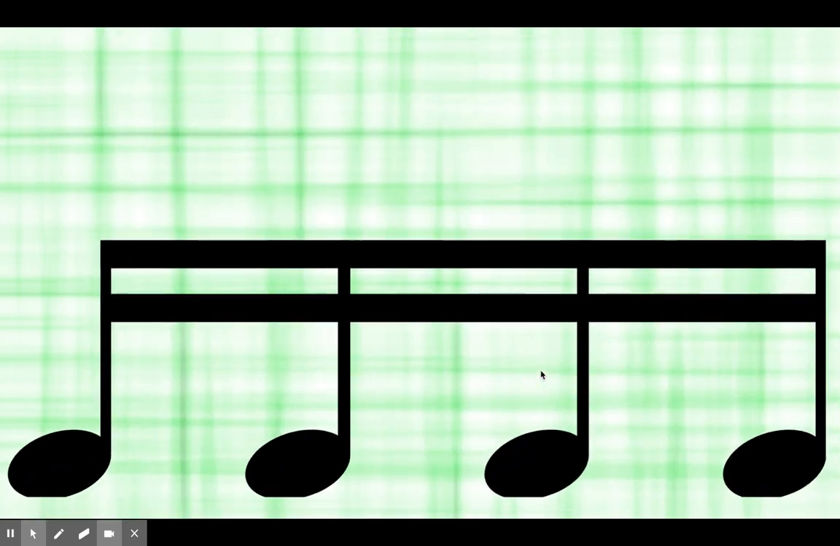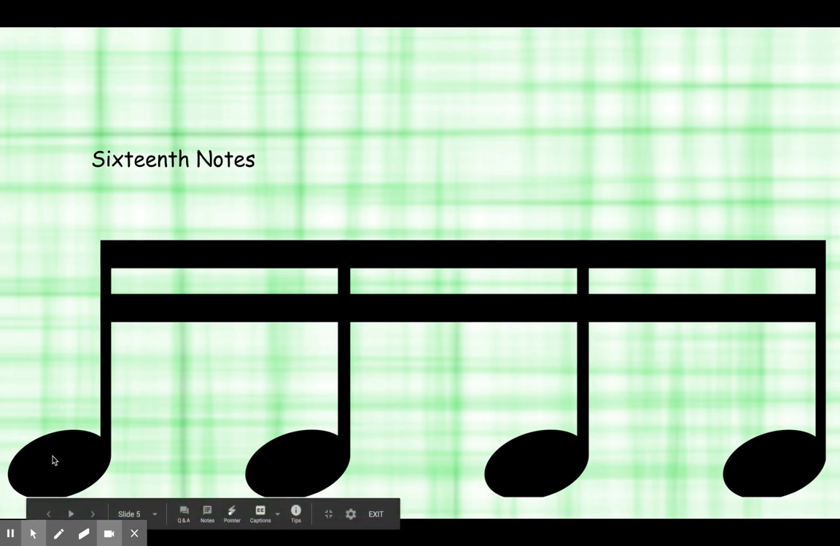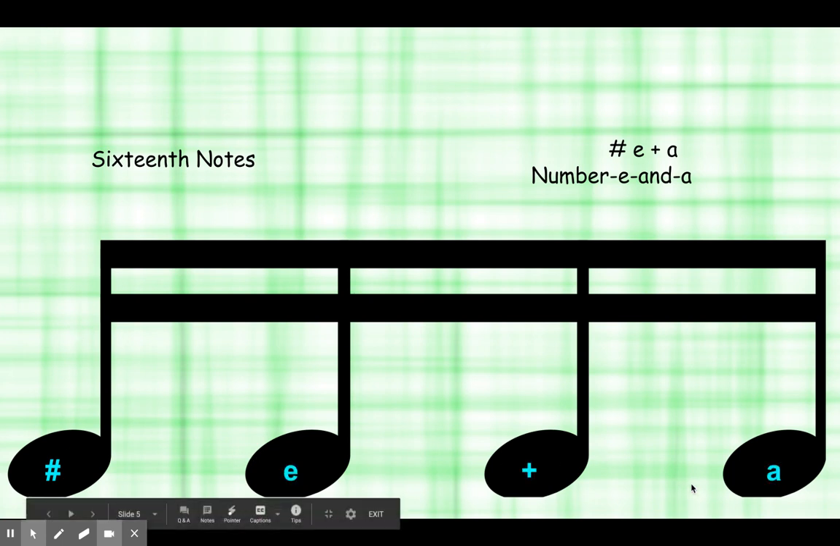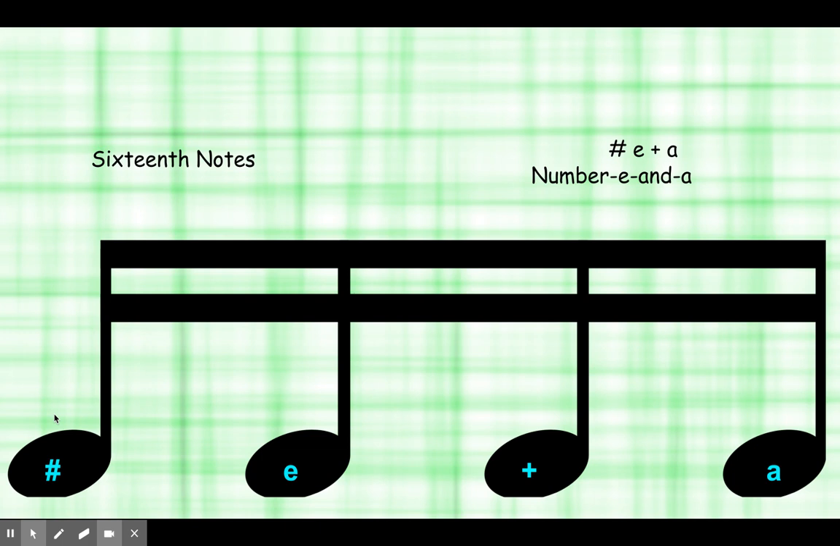So when you count eighth notes, it would be like 1 and 2 and 3 and 4 and. Even smaller are the 16th notes. Now we have 4 of them squished into one beat. The first one is still going to get the number. If we jump all the way over to this middle one, that's going to be our and. And we need to add sounds for those other 2. So we call them 1 E and a. So if we're counting them, it'd be like 1 E and a, 2 E and a, 3 E and a, 4 E and a. Those are our 16th notes.